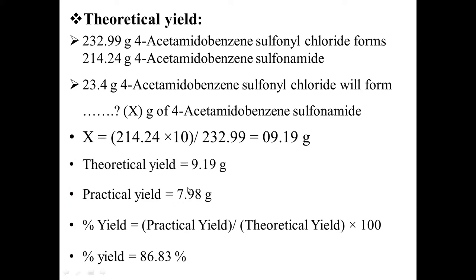Now, by drying this product completely in the vacuum dryer, we get a white fine powder of 4-acetamido-benzene sulfonamide, and the practical yield after complete drying under the vacuum dryer is 7.98 gram of 4-acetamido-benzene sulfonamide formed, and 86.83% is the practical yield for this synthesis, using ammonium hydroxide.